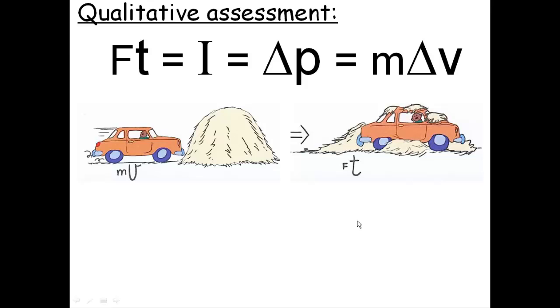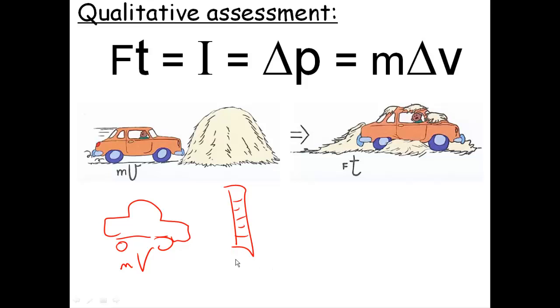So let's put it together in a kind of qualitative way. Instead of using numbers, let's talk about the qualities of this happening. We can have a car striking a haystack as shown, or we can have that same car with that same momentum coming in, mass times velocity, striking a brick wall. Think about what's happening here. Who gets hurt? I hope you said the one striking the brick wall.